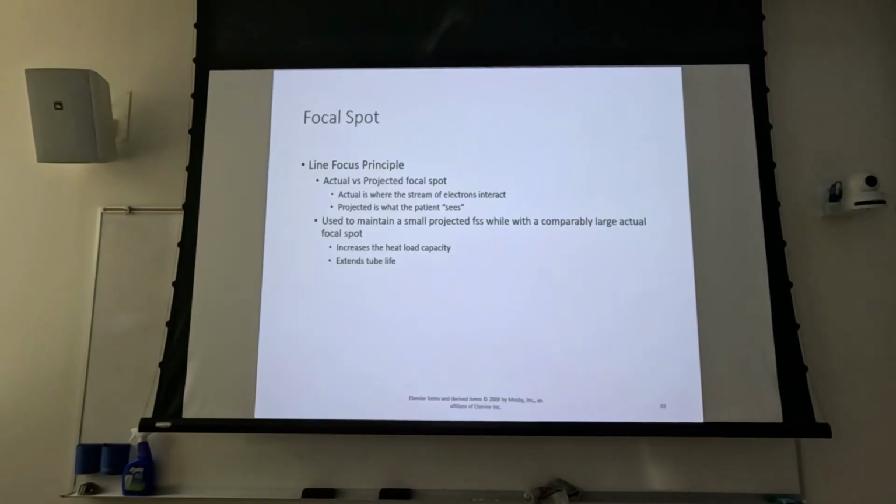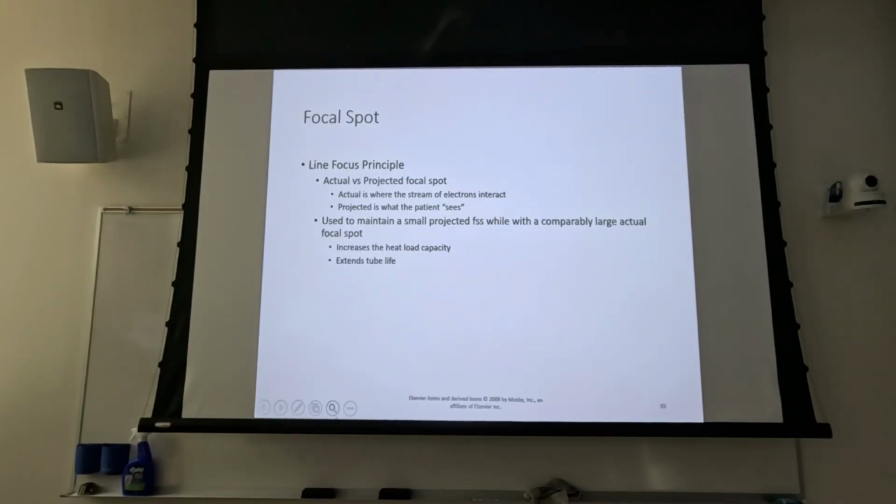So what we left off with talking about was the difference between the actual and projected focal spot. Because of that angulation of the anode, our actual focal spot is much smaller than our projected focal spot. If our anode was at a perfect 45-degree angle, then what we would get is a projected focal spot the same size as the actual focal spot. But by using that steep angulation, we can get a smaller projected focal spot versus the actual focal spot. So what we call that is line focus principle.